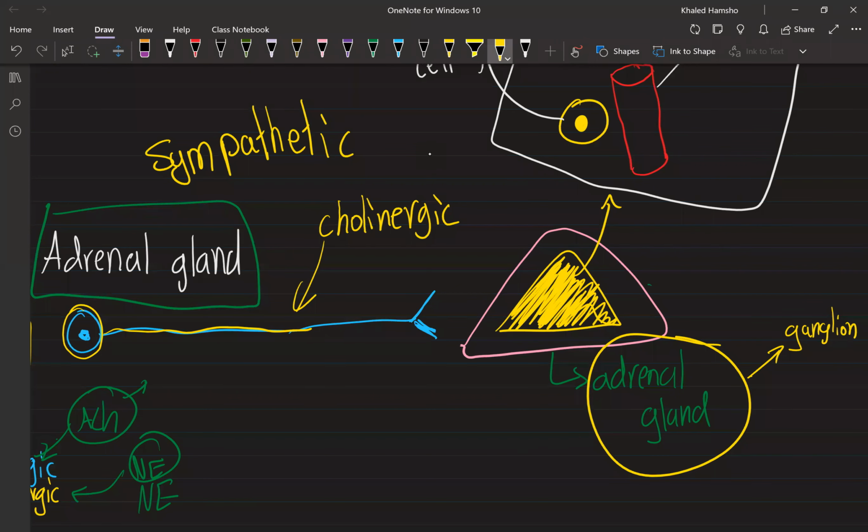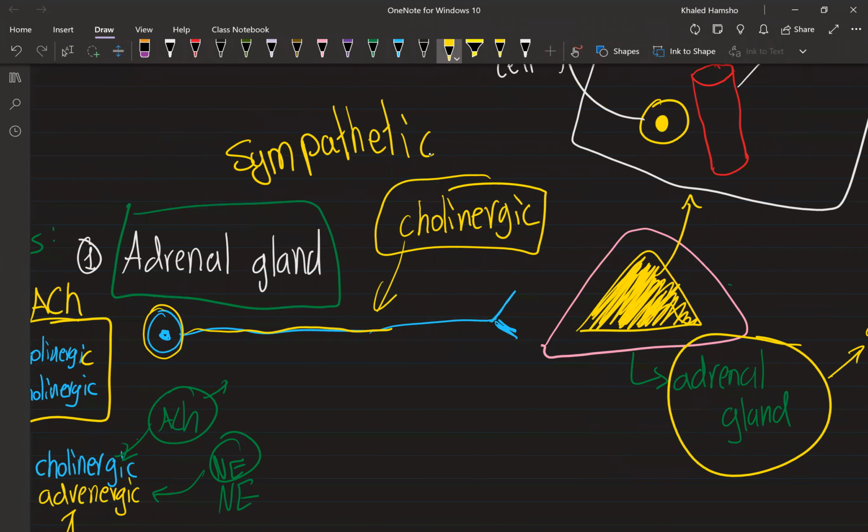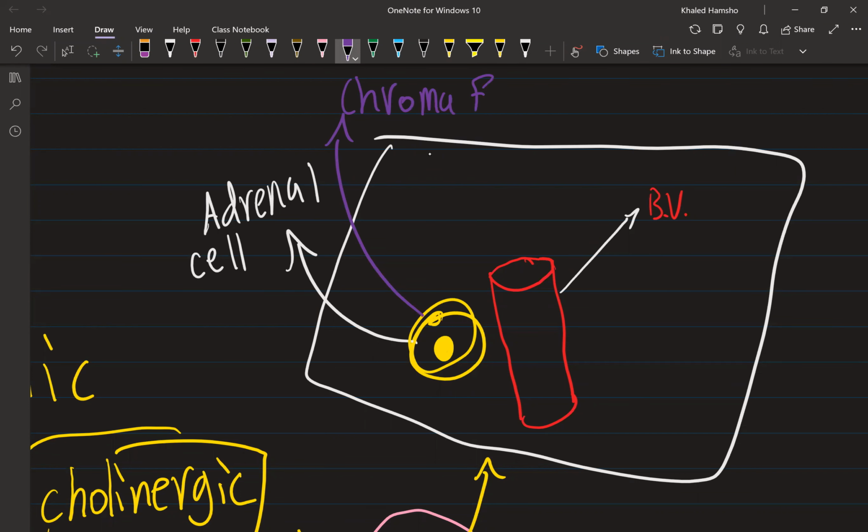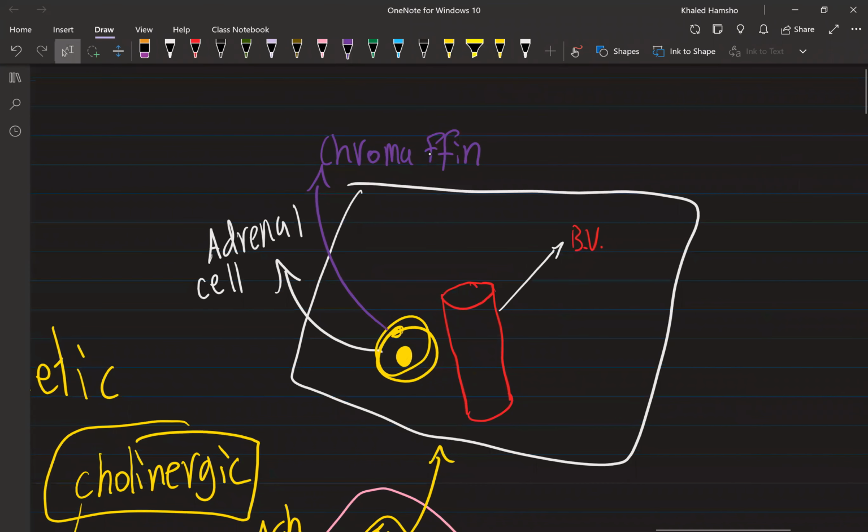So the first neuron over here is cholinergic, as we mentioned. It releases acetylcholine. Now, what happens is this acetylcholine enters this adrenal gland. If we zoom in on the adrenal gland, we can see a cell over here. This is known as a chromaffin cell. Just memorize the name. You'll take this in endocrinology in second year again, but just to briefly cover, this is a chromaffin cell.